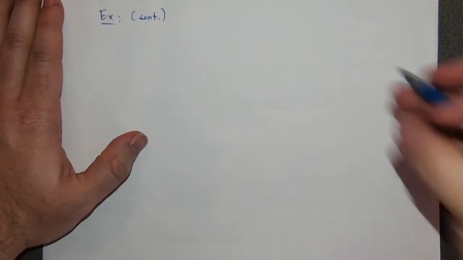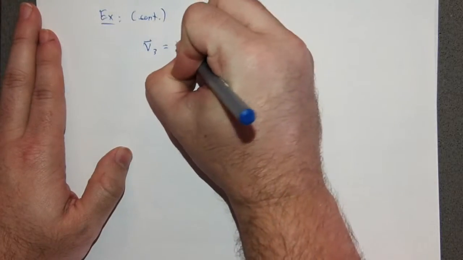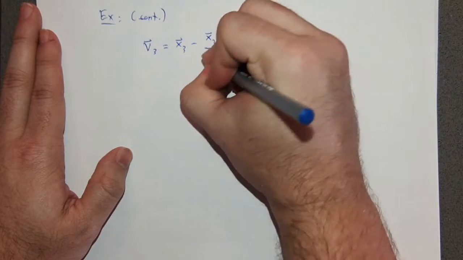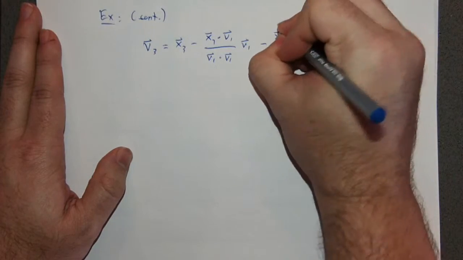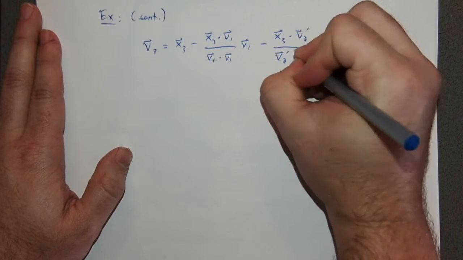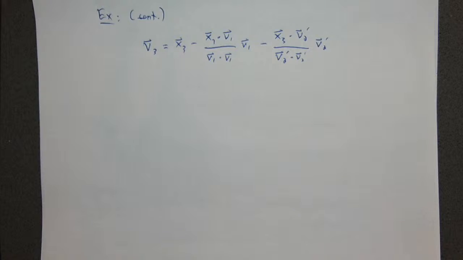Okay, and so what is V3 going to be? Well, V3 is going to be X3 minus X3 dotted with V1 over V1 dotted with itself times V1, minus X3 dotted with V2 prime, our replacement vector, over V2 prime dotted with itself times V2 prime. All right. This is our slightly modified Gram-Schmidt process.